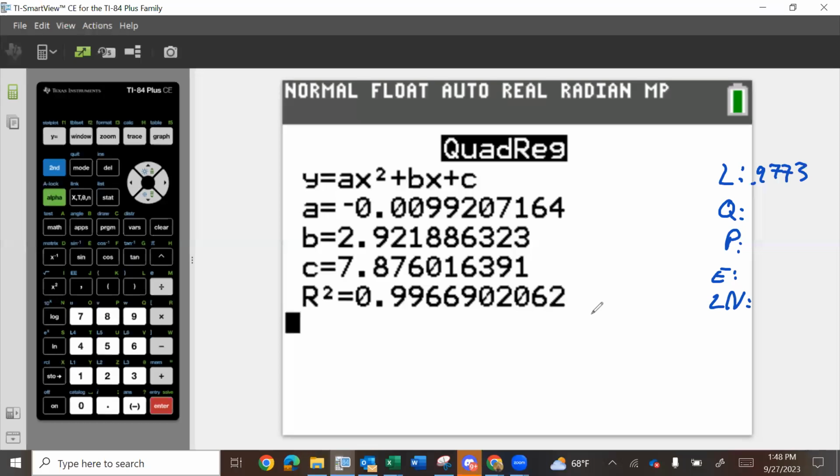And what have we got here? 0.9967. Ooh, okay. So not only did quadratic look better on the graph than linear, well, no surprise, it gives us a better R squared value.